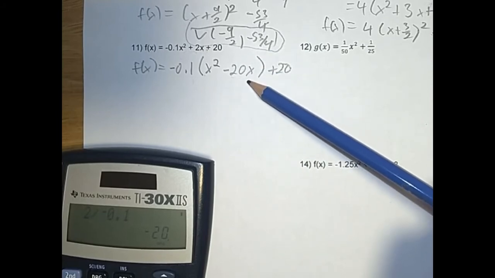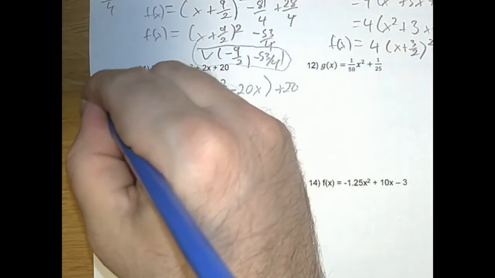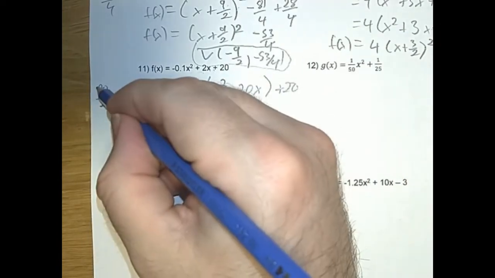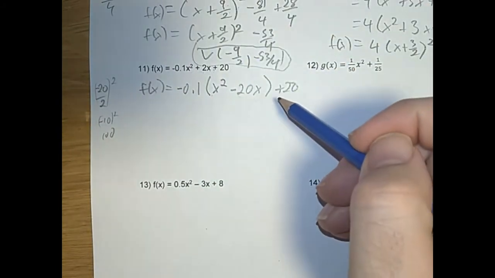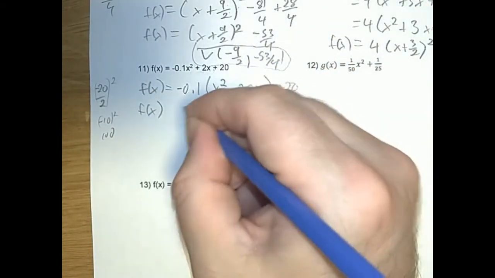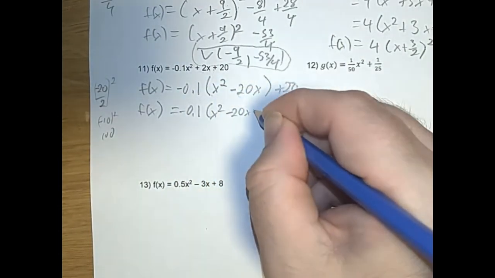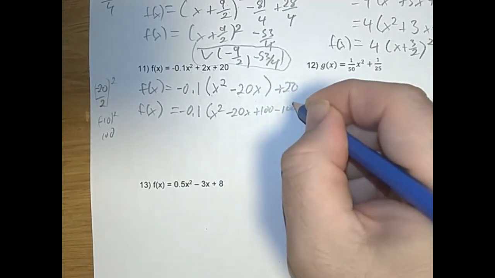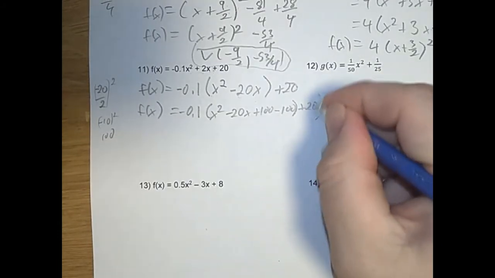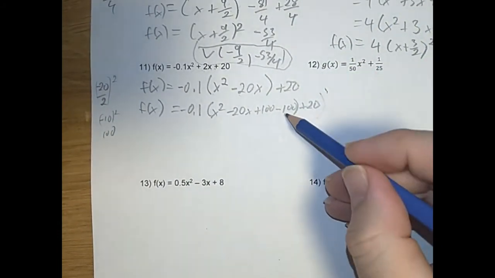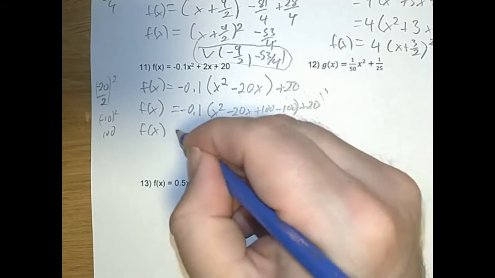Usually that turns out to be a nice number, because if I do it on the side, negative 20 divided by 2 and square it, well, that's negative 10. Negative 10 squared, that's 100. So I just add and subtract 100. So I get f of x equals negative 0.1 times x squared minus 20x plus 100, subtract 100, plus 20. Whoops, I don't need that bracket at the end. Now, the negative 100 has to come out. But when it comes out, it has to get multiplied by the decimal in the front.